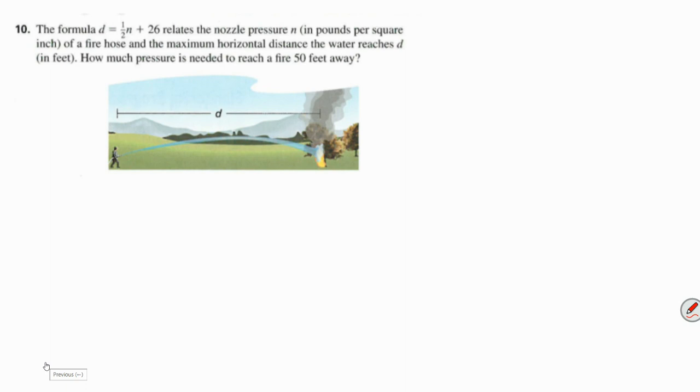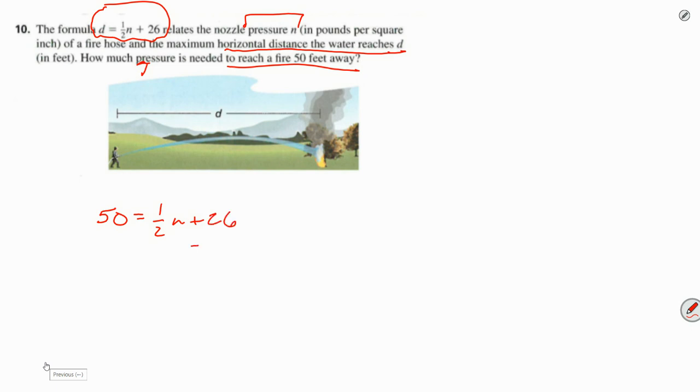So D, the horizontal distance the water reaches, is D. That definition is important because we're wondering about the pressure. But we know that the distance is 50 feet. So I'm going to put 50. I'm going to make use of this right here. 50 equal to 1/2 N plus 26 and start to solve.